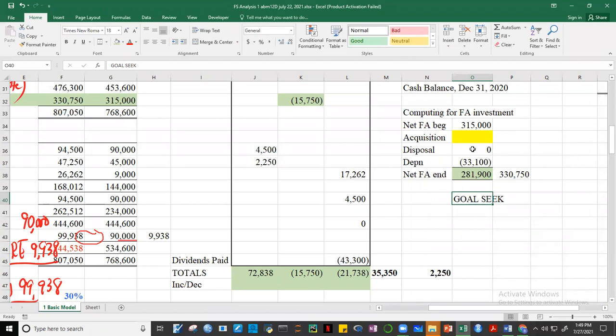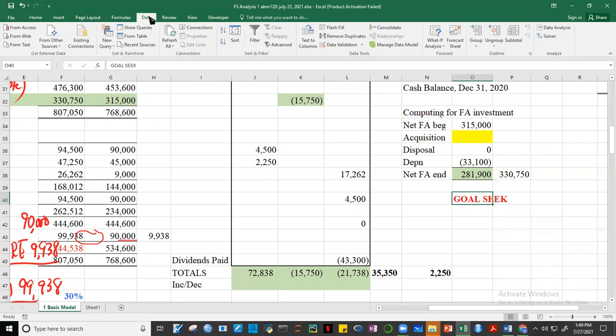Otherwise, if there's multiplication and division, for example, you cannot just get the difference. That's no longer possible. Because this one is only plus and minus, getting the difference still works. So, how do we use goal seek?